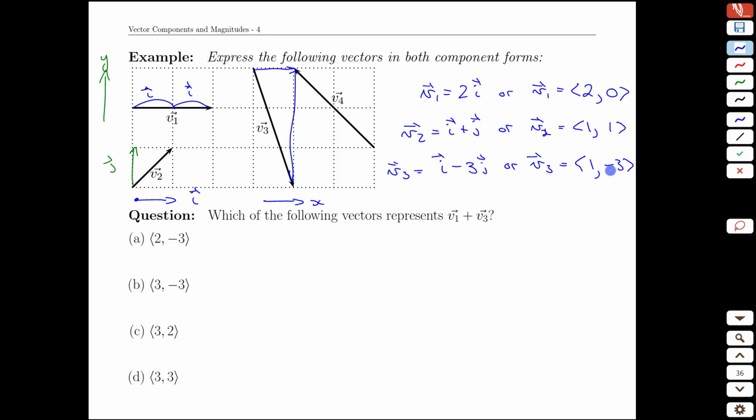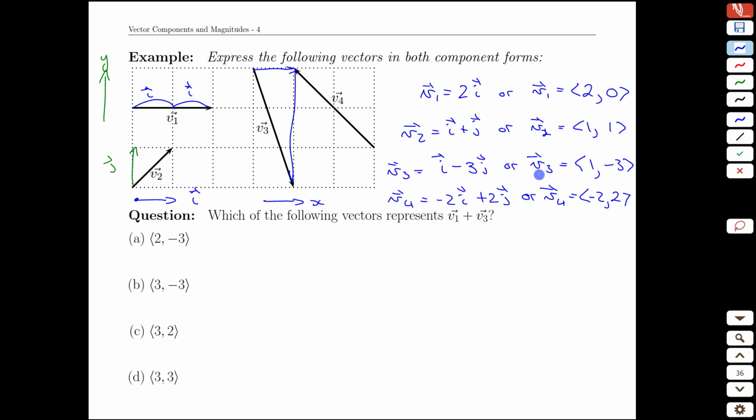Or we can write that in component form as the coefficient of the i, that's the 1, and the coefficient of the j, negative 3. And last but not least, we can look at v4, which is backwards 2, so minus 2 i's in the x direction, and then up 2, so plus 2 j's. Again, or in component form, negative 2, positive 2. Just capturing those coefficients and putting them in the order of i and j.